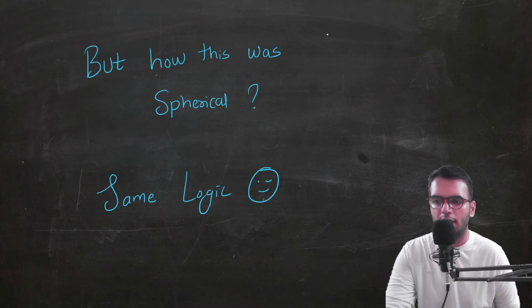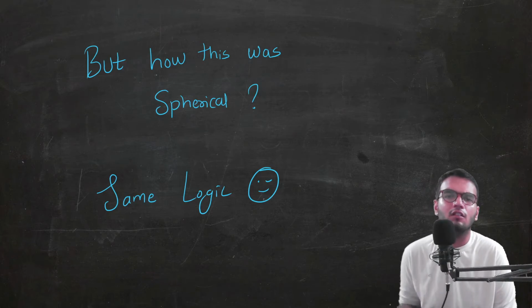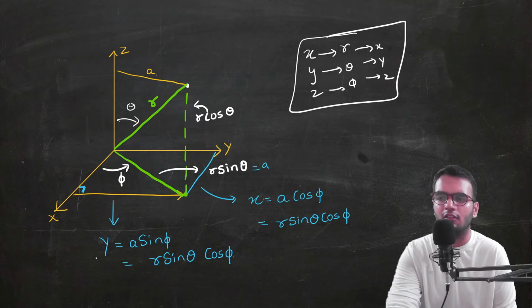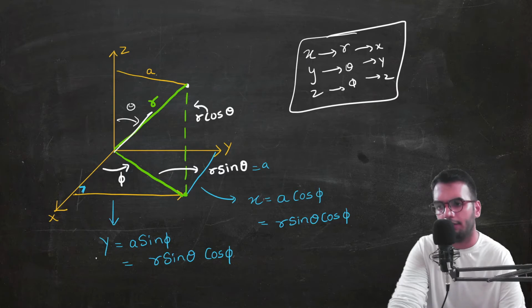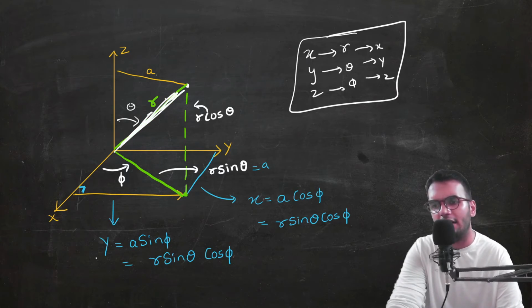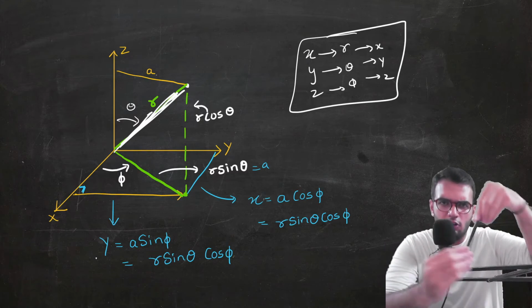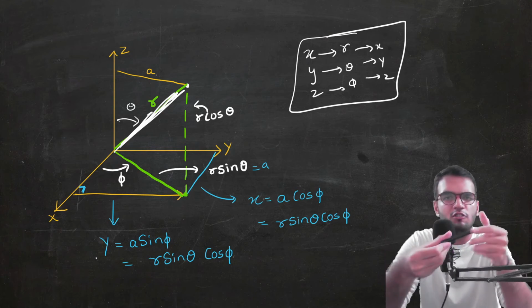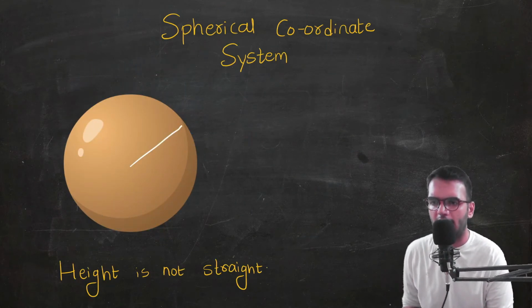That's all about the spherical coordinates which you need to know. Now someone can ask how this is spherical. If you consider this radius vector and rotate it through 360 degrees in all the directions, you will get a sphere like this.